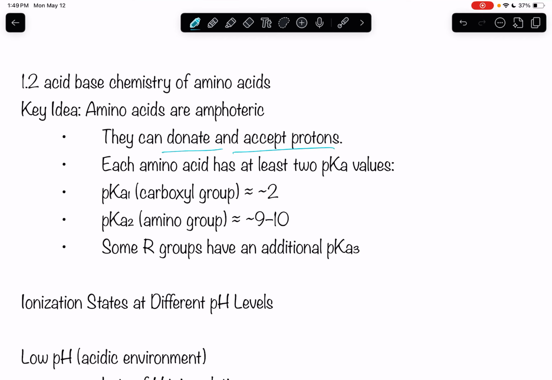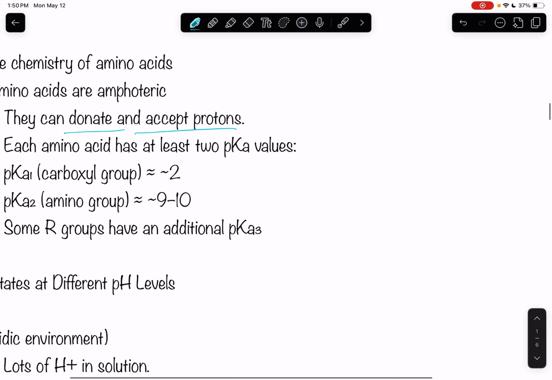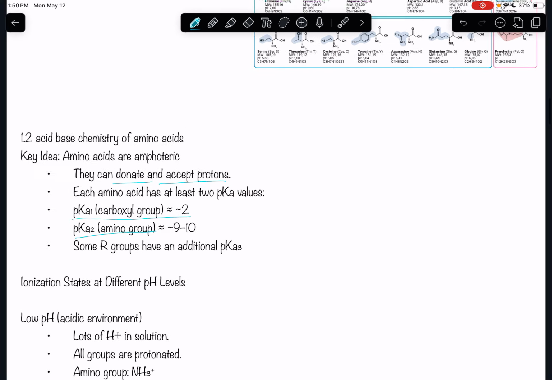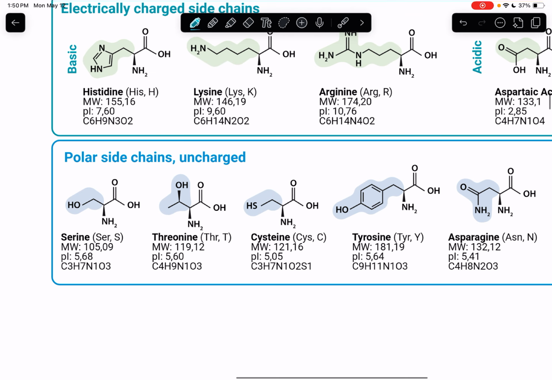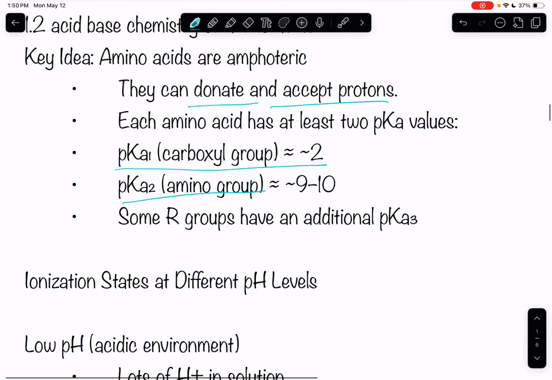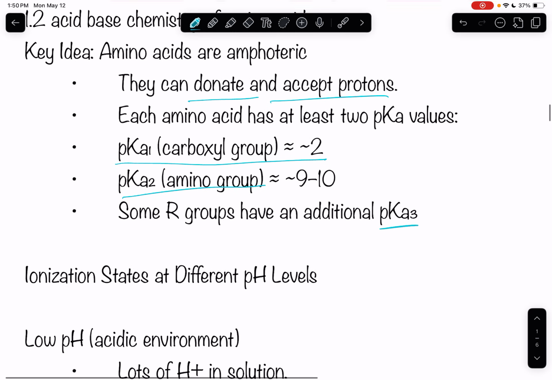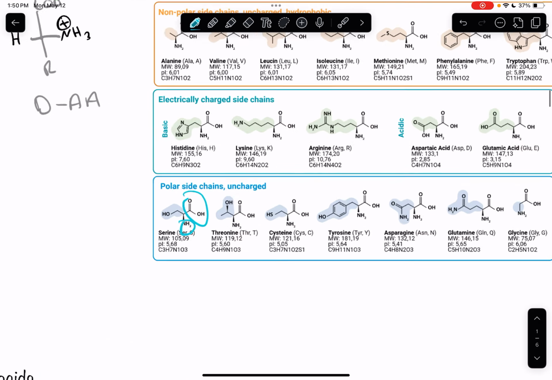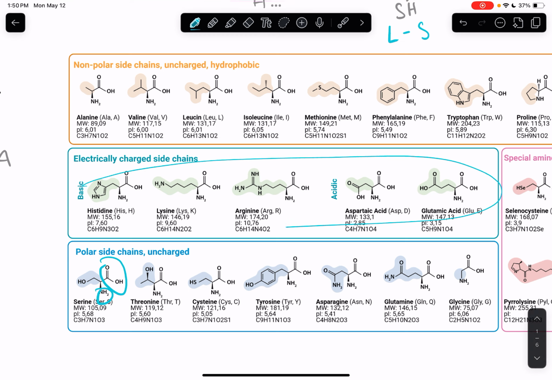So every amino acid has at least two pKa values, right? So you always have your pK1, which is 2.18, or they say roughly 2, and then your pK2, you always have that, right? Because we know the general structure of one of these acids is you always have an amine and you always have a carboxylic acid group. But some R groups have an additional pKa that we'll call pK3, and those are going to be your charged side chains.